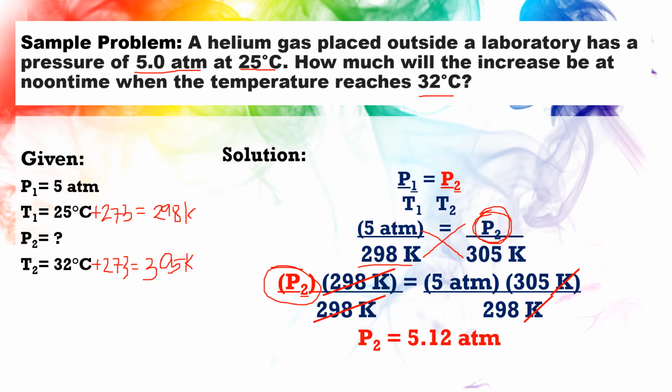Again, pressure and temperature are directly related. Let's check. The temperature is from 298 to 305. So there is an increase in temperature, so there must also be an increase in pressure. So it's initially 5 atm, then became 5.12 atm. So it really increased. So this one is correct.